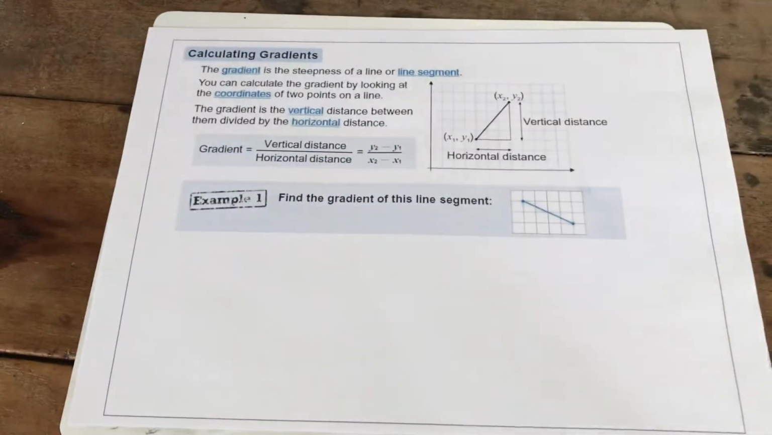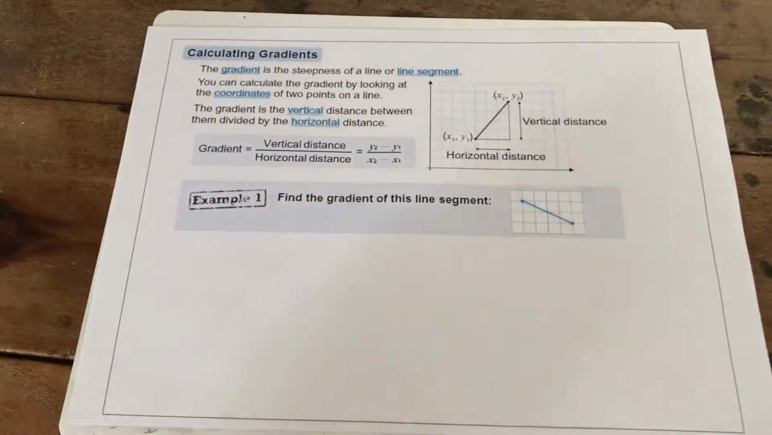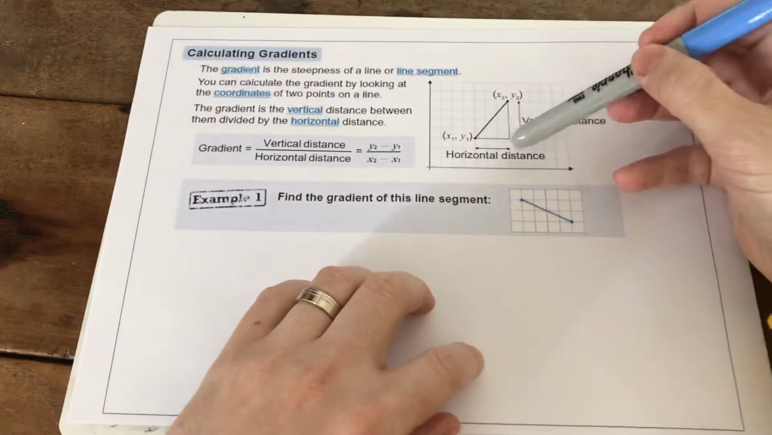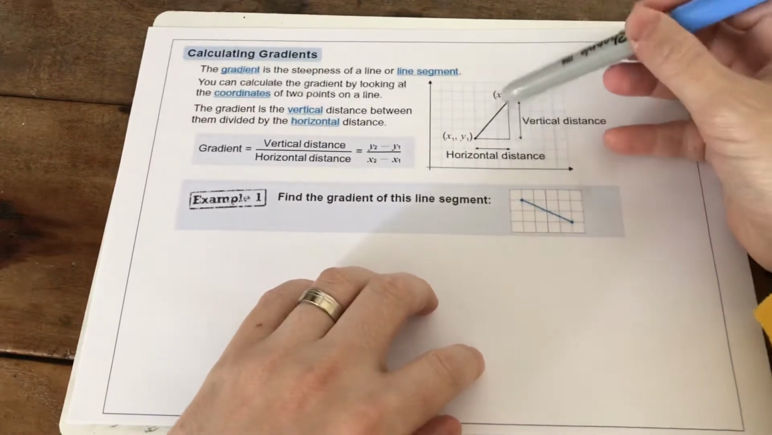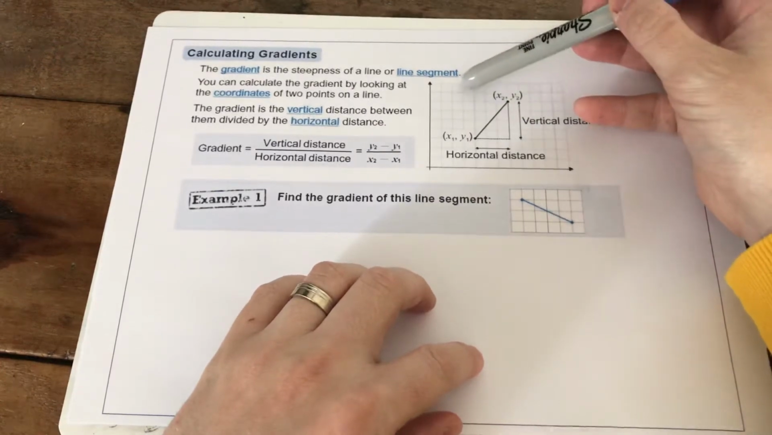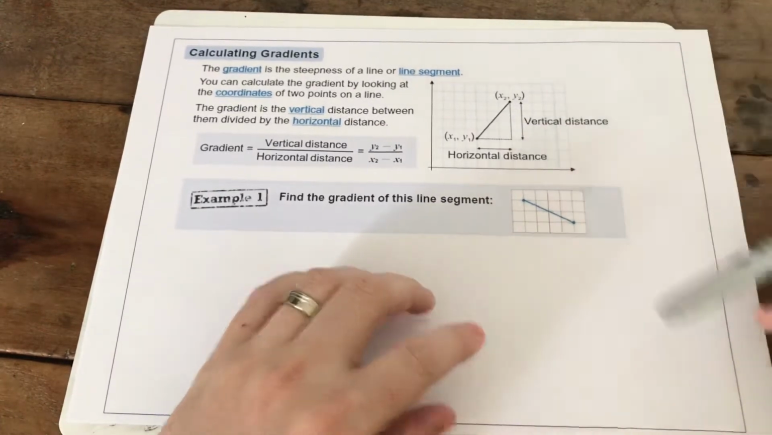So, if we have a look, today we are going to be calculating gradients. So a gradient describes the steepness of a line. The larger the number, the more steep our line is. If our gradient becomes negative, our line is going down.